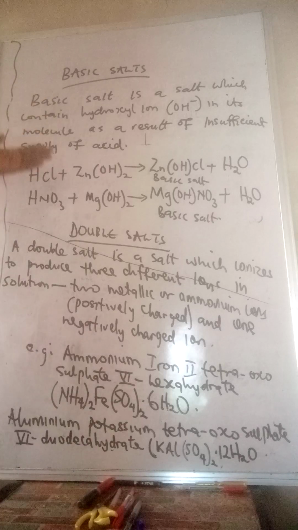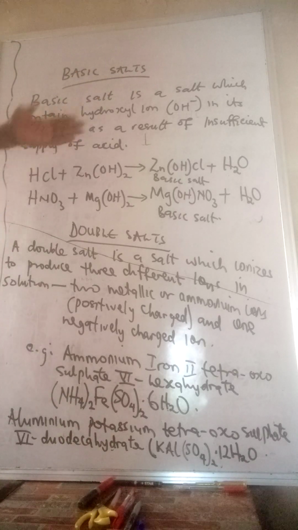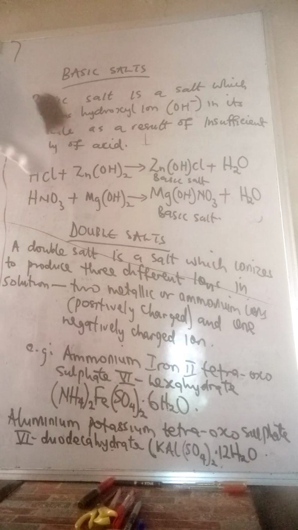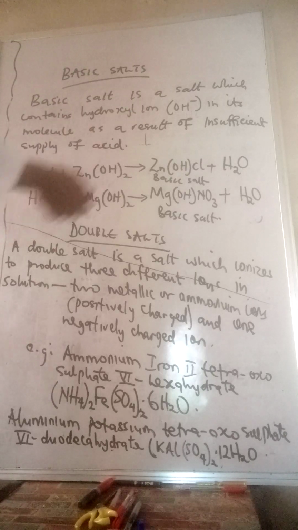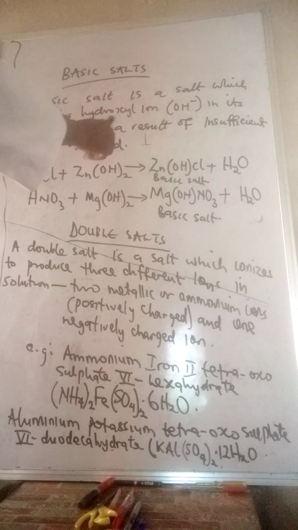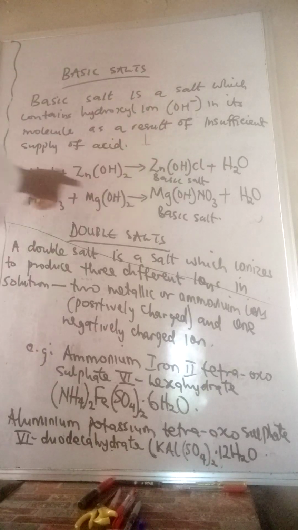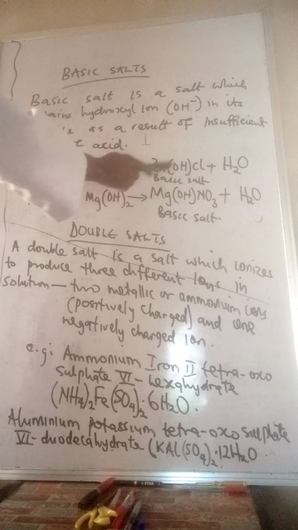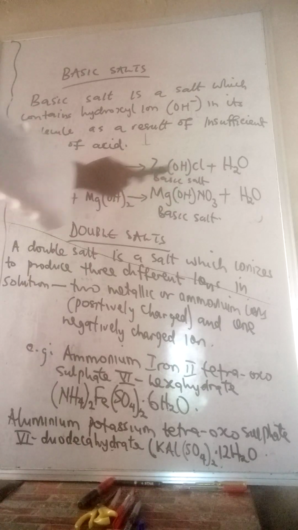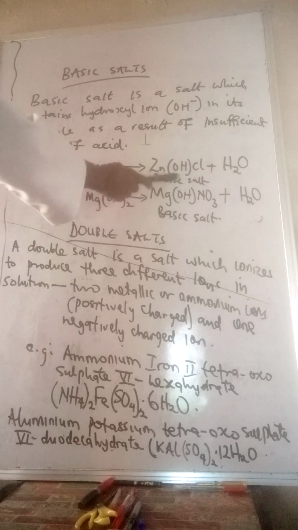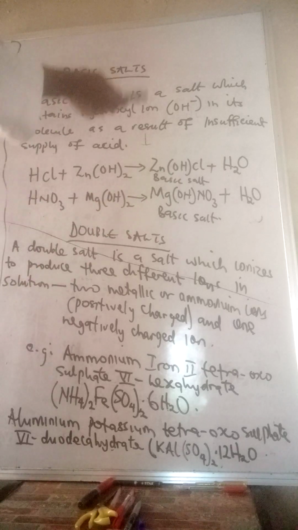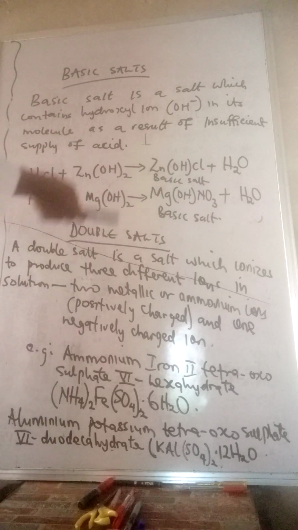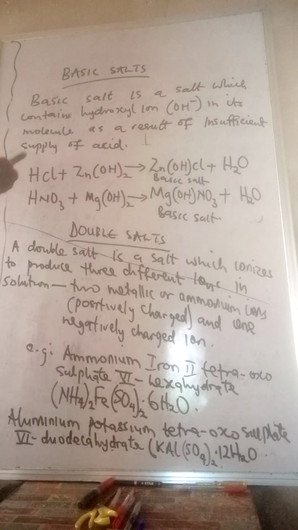The same thing applies to basic salt. Basic salt is a salt which contains hydroxyl ion. That means any formula of salt that you see OH inside of the formula, for example, here, you can see OH, which is hydroxyl, in the formula. So that means these are basic salts. And what causes basic salt to be formed? When there is insufficient supply of what?